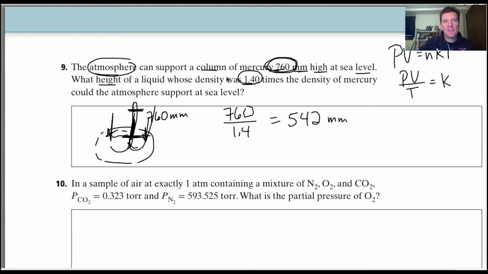Its density is 1.4 times, so it's heavier. That means it's going to be pulled towards the Earth by gravity with a greater force than the lighter one. Okay? Or I should say that the force of gravity is being exerted on that, and so it's going to be heavier because it's more dense, and as a result, it's not going to go as high up into this tube due to the same atmospheric pressure. It's only going to go up 542 instead of 760.